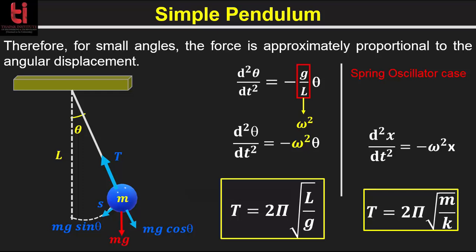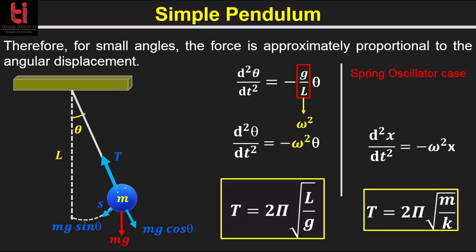By comparing this equation for the simple pendulum case with the spring oscillator case, we can immediately write down an expression for theta, which is the angular displacement of the pendulum, and theta will be equal to theta 0 into cos of omega t plus phi, where theta 0 is the angular amplitude of the oscillation.